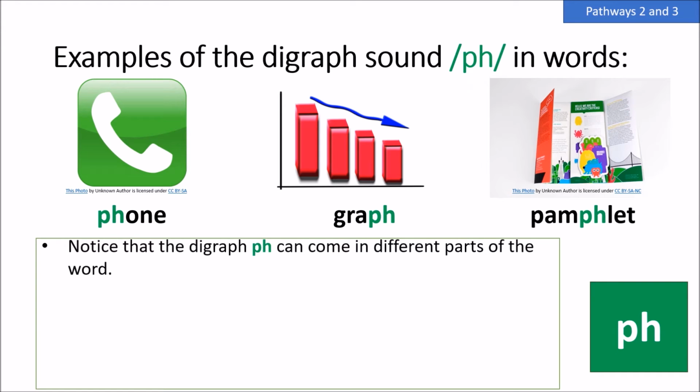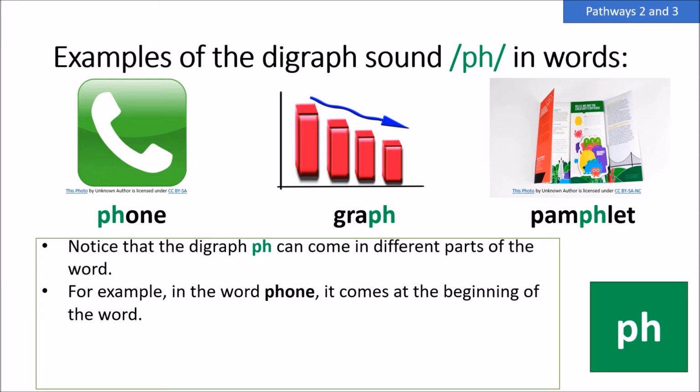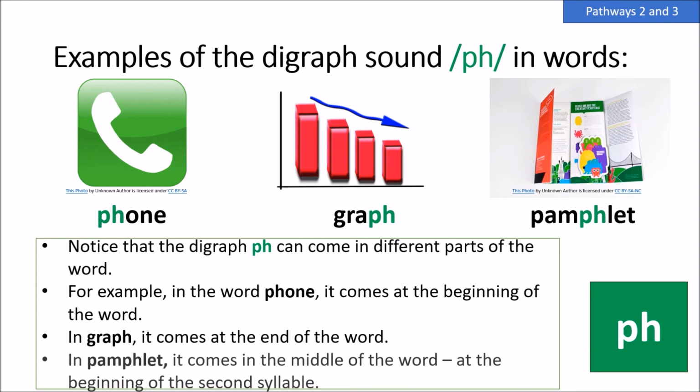Notice that the digraph ph can come in different parts of the word. For example, in the word phone, it comes at the beginning of the word. In graph, it comes at the end of the word. And in pamphlet, it comes in the middle of the word at the beginning of the second syllable.